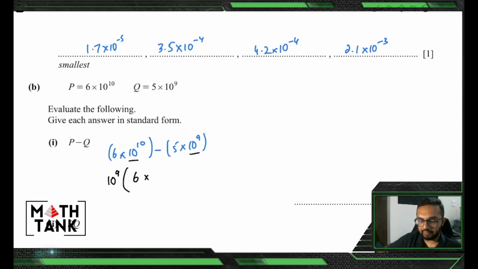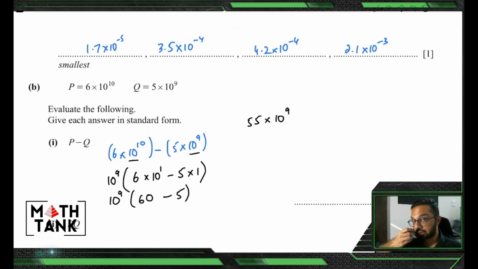So what does that leave us with? It leaves us with 10 power 1 and 5 times 1, basically 10 power 9 has gone away. So this becomes 10 power 9. This number becomes 60. You take the impact of the power, 60 minus 5. So that gives us what? It gives us 55 times 10 power 9.